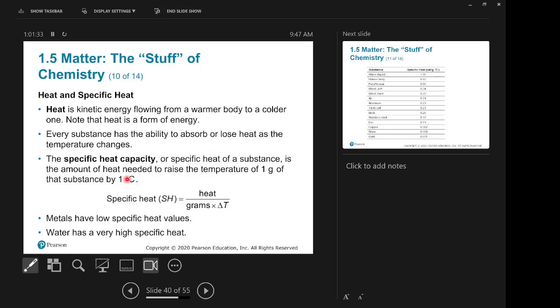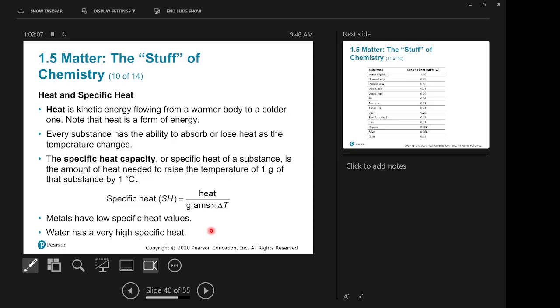It's the amount of heat that's needed to raise the temperature of 1 gram of that substance 1 degree Celsius. And so specific heat, which oftentimes is abbreviated SH, is the heat divided by the grams times the change in temperature. Now, metals have very low specific heat values, and so they heat up really fast, right? Water has very high specific heat values, and that's why the majority of energy in any economy is actually used in heating and cooling water.